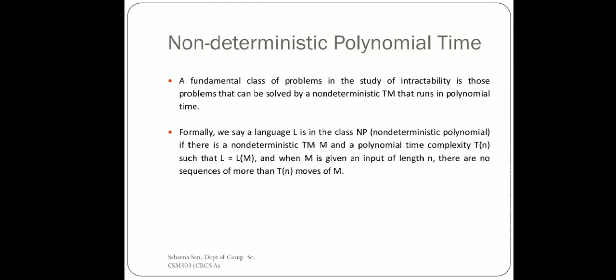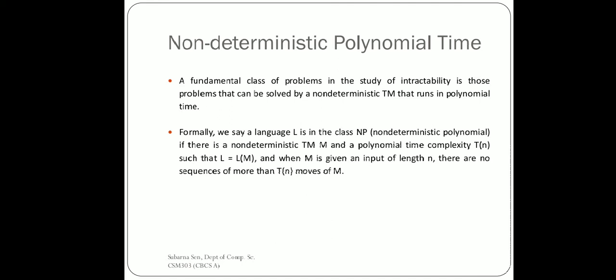Now what is an NP problem, or what does non-deterministic polynomial time mean? It's a fundamental class of problems in the study of intractability, those problems that can be solved by a non-deterministic Turing machine that runs in polynomial time. As I told you, here we will use the concept of intractability, meaning the problems which are intractable, and we will try to solve those problems by implementing them using a non-deterministic Turing machine that can solve my problem in polynomial amount of time, right?